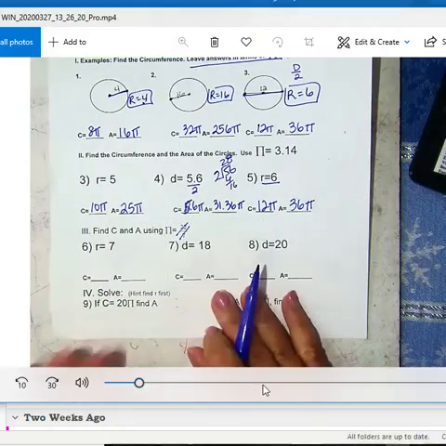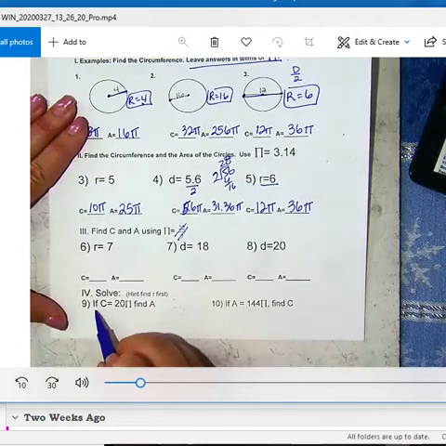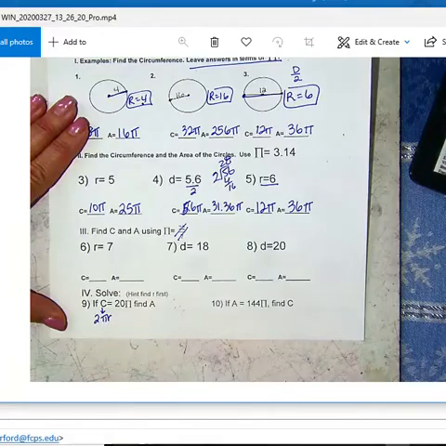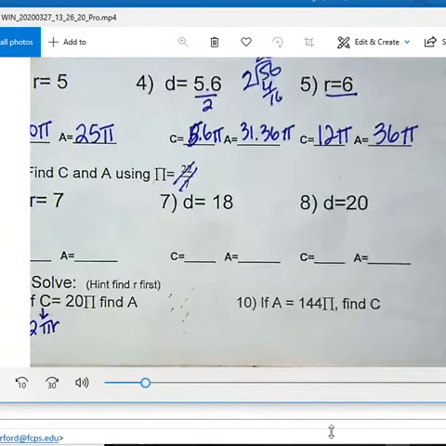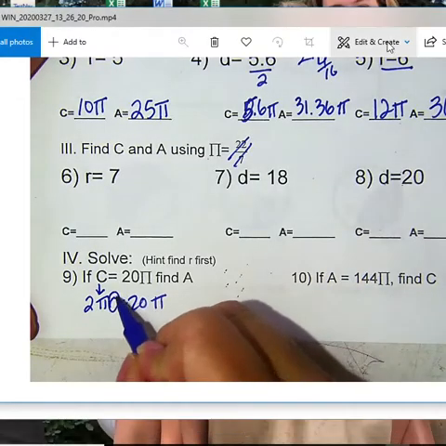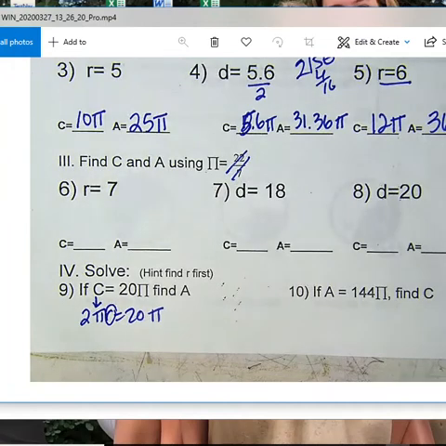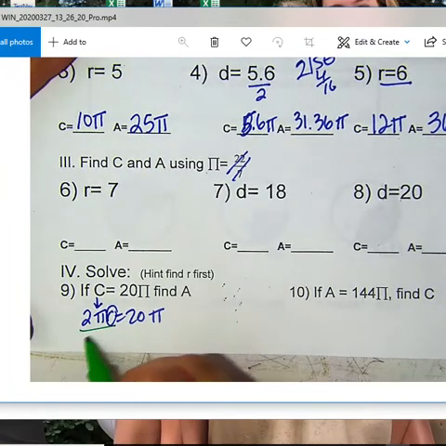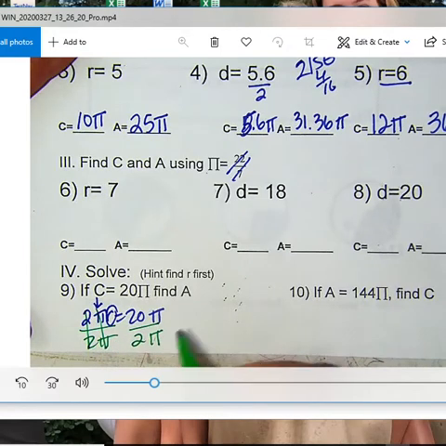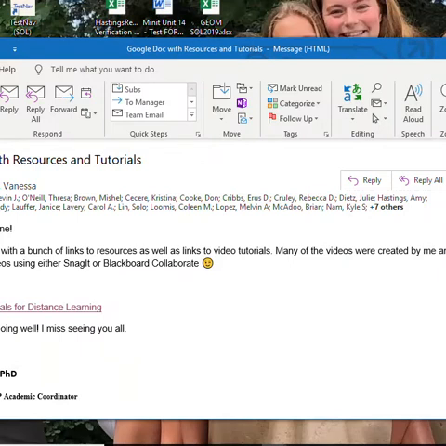Down here, if I give you the circumference, all I'm asking you to do is plug into the formula. Since my circumference formula is 2 pi r, if you make your C equal to 2 pi r, and then set that equal to 20 pi, and then solve for r, so I'm going to circle my r, I can divide by 2 and pi at the same time to solve for my missing part. That cancels, and my pi cancels.